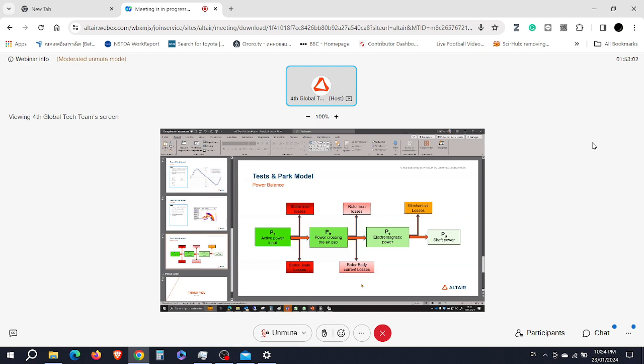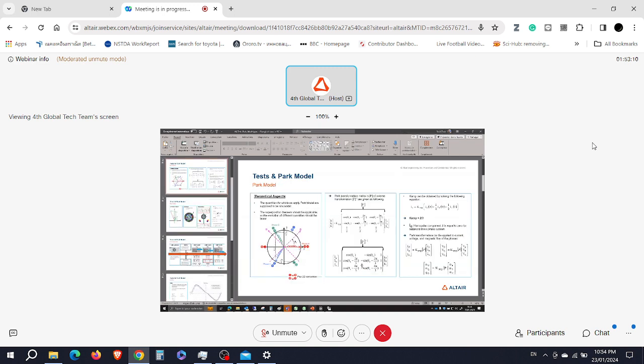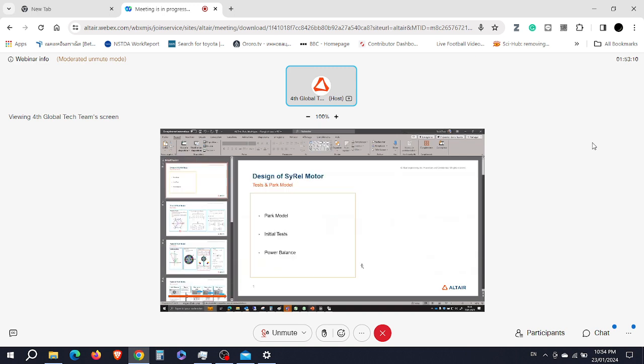Okay, and this is the end of my last chapter for today. If you have questions, again, I will be happy to answer them. Otherwise, I think we are done today, and we can make tomorrow our example to design the motor from scratch.